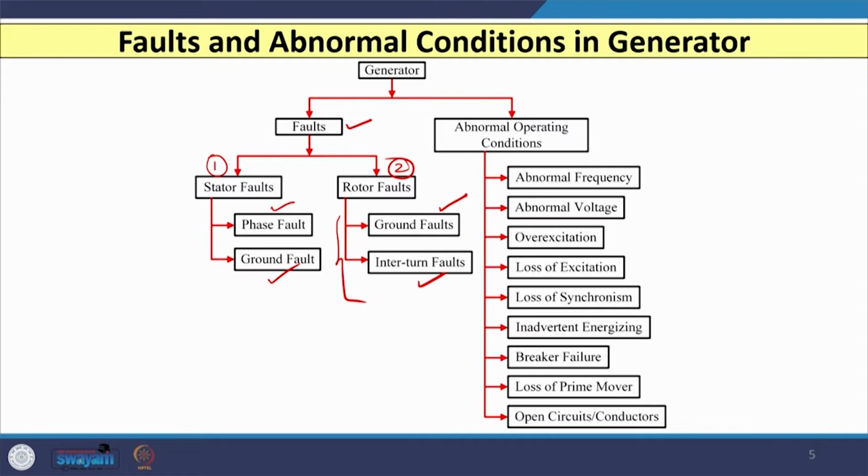Now, if we consider abnormal operating conditions on the other hand, then this can be because of abnormal frequency.